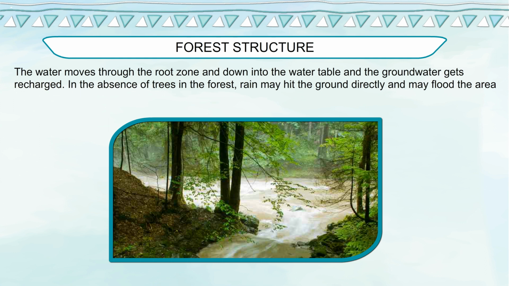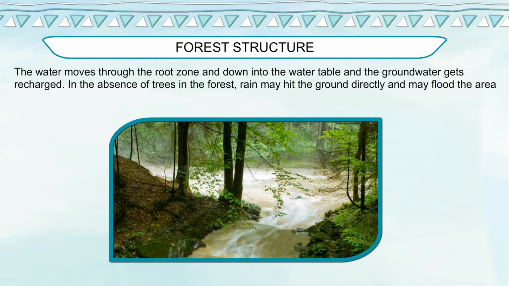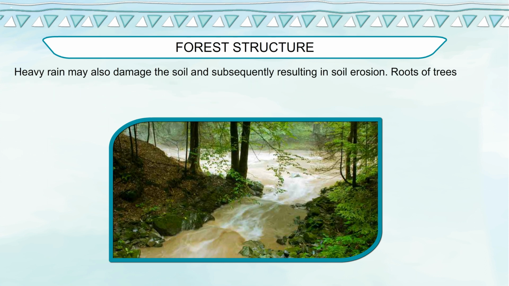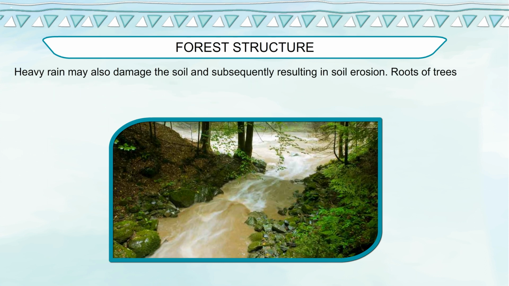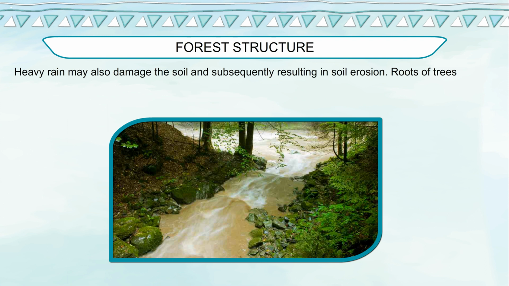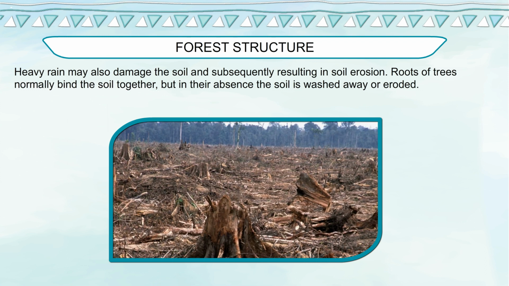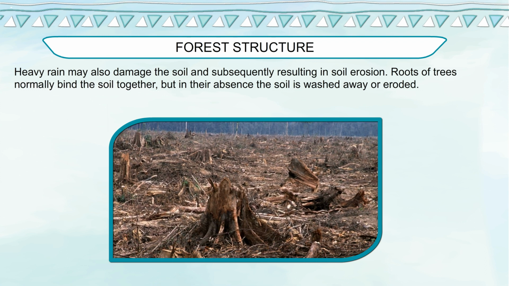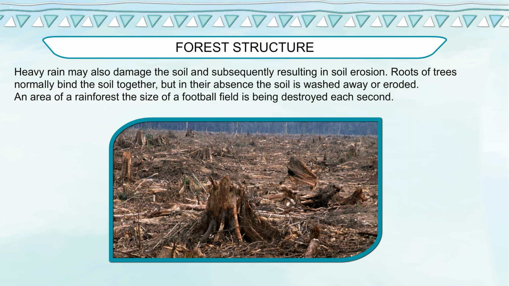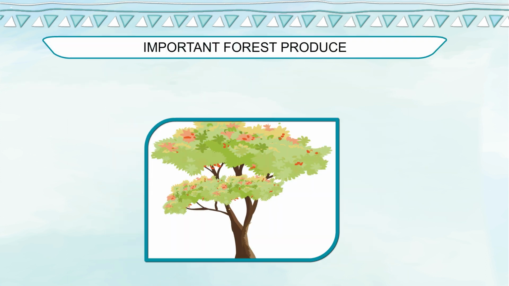In the absence of trees in the forest, rain may hit the ground directly and may flood the area around it. Heavy rain may also damage the soil, subsequently resulting in soil erosion. Roots of trees normally bind the soil together, but in their absence, the soil is washed away or eroded. An area of a rainforest the size of a football field is being destroyed each second.